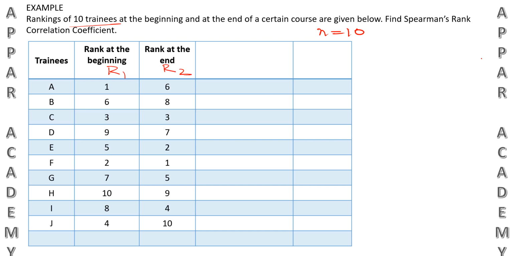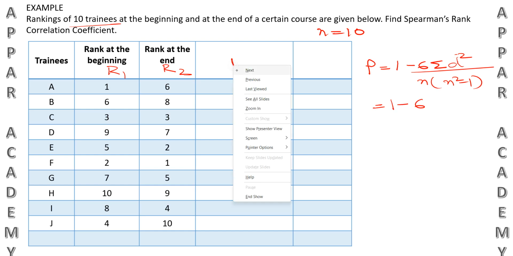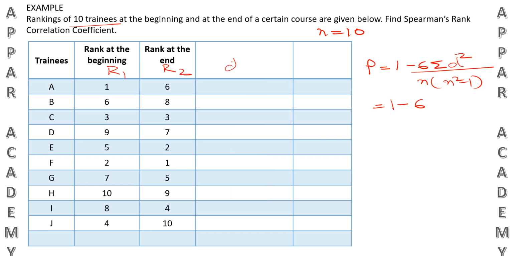Right? Now what is the formula for Spearman's rank correlation? Spearman's rank correlation coefficient is equal to 1 minus 6 summation d square upon n into n square minus 1. Right? So now this is 1 minus 6 into summation d square. So for this we need to find d square. So let's first find d. Right? So what is d? D is nothing but R1 minus R2.